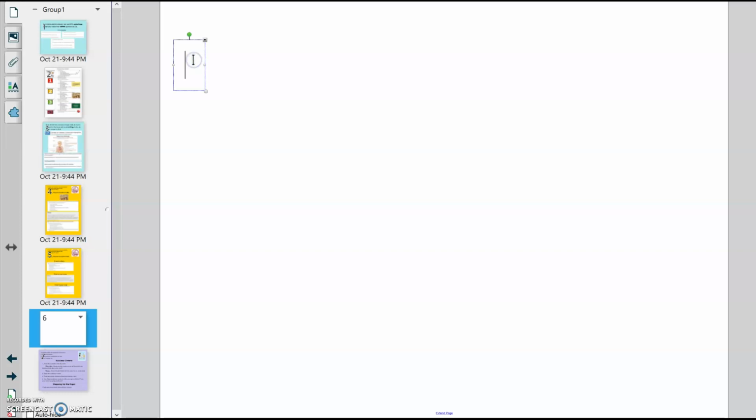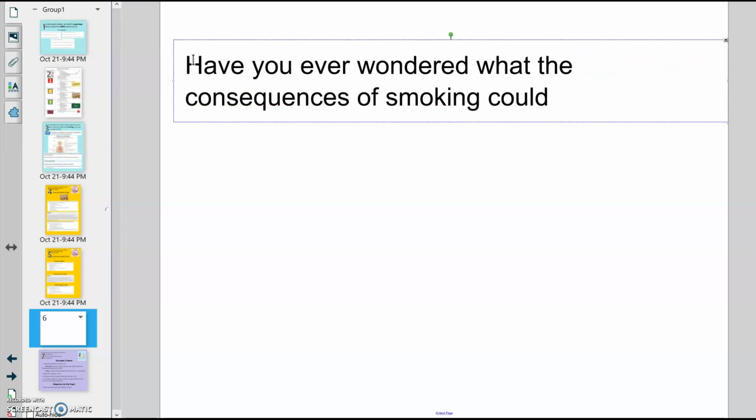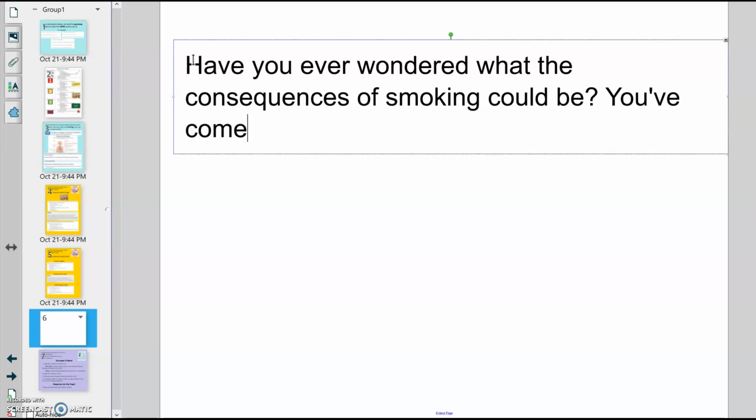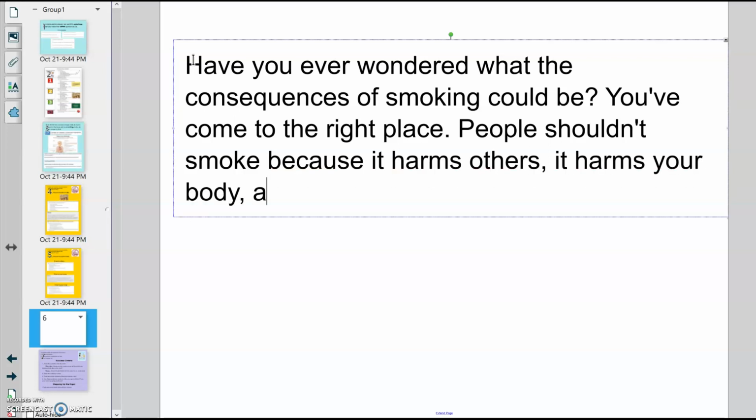So I'm going to start with my introduction, and I want to hook the reader. Maybe I could say, have you ever wondered what the consequences of smoking could be? You've come to the right place. People shouldn't smoke because it harms others, it harms your body, and it harms your brain.